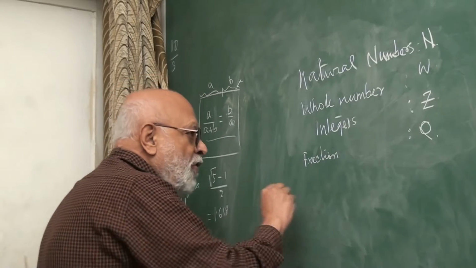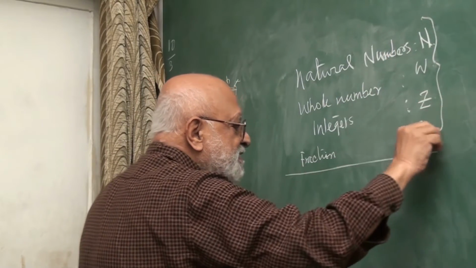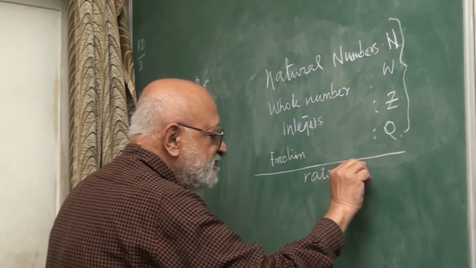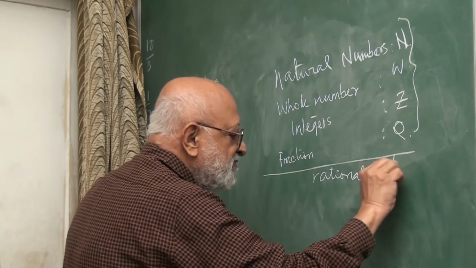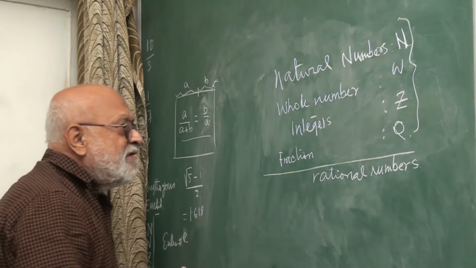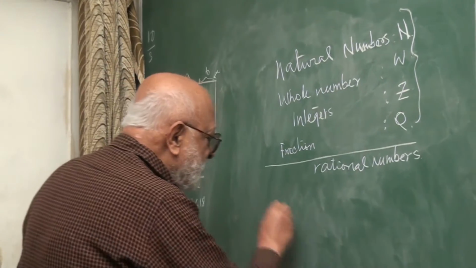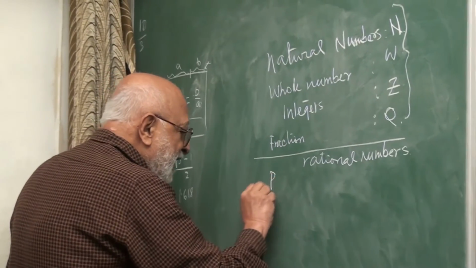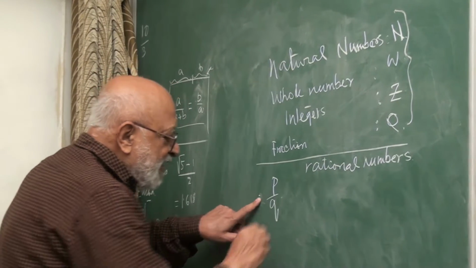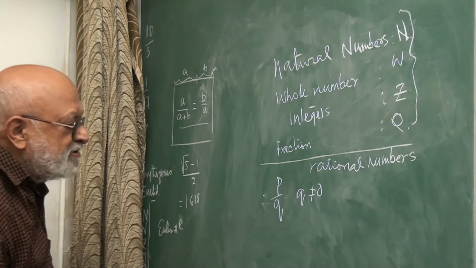Okay, so altogether this we call rational numbers. And we said, what are rational numbers? It came out of these, and we said that a rational number is to be presented by a fraction, which is p by q, where q is not equal to 0. This I just repeated.